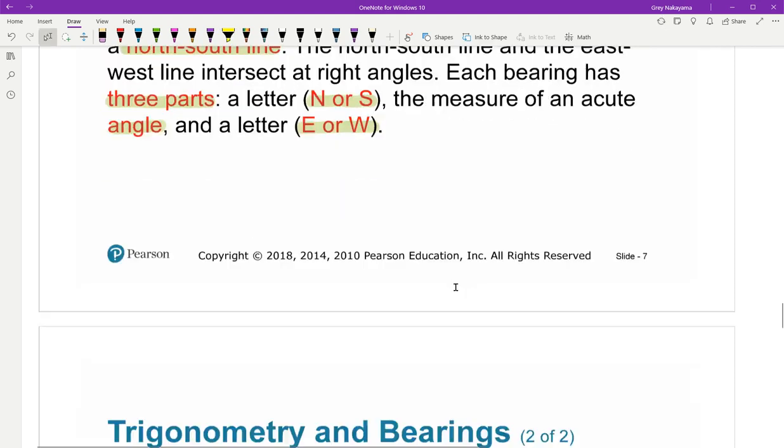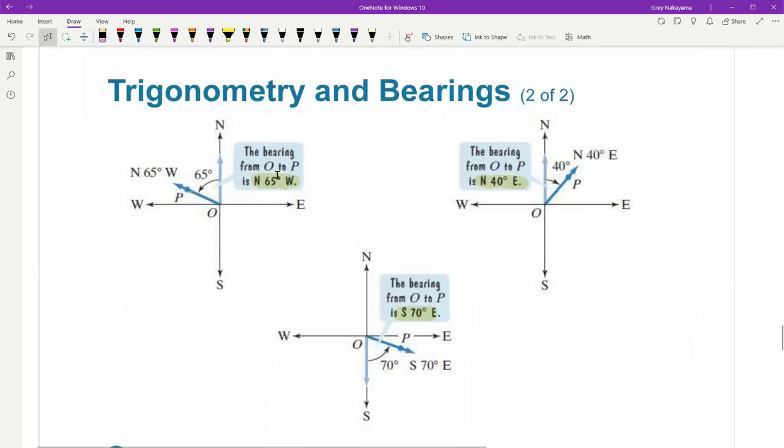So look at these examples. Okay, this first one here, it's above the x-axis, so that's why we're using north. It's measured 65 degrees from north, and it goes to the left, which is west. So this is read 65 degrees west of north. This one is an example of 40 degrees east of north. And this one is 70 degrees east of south because it's below the x-axis.